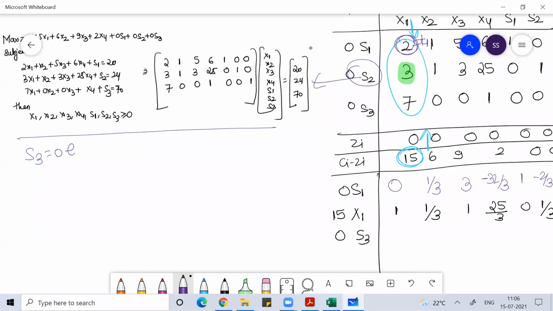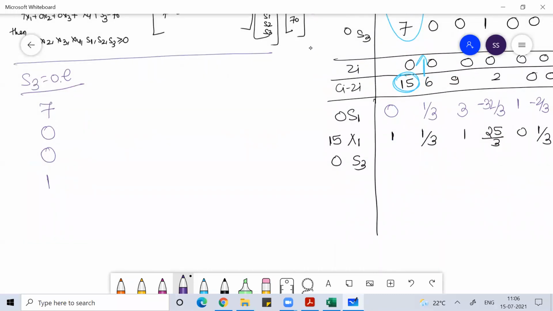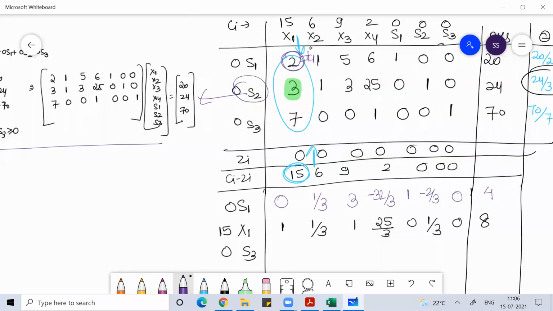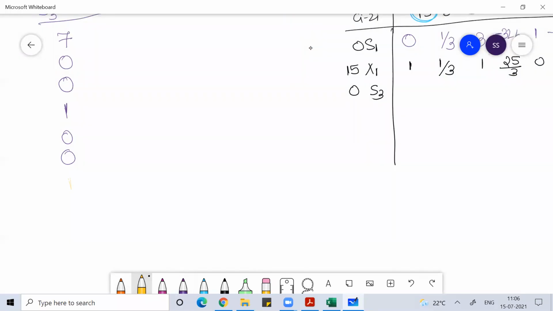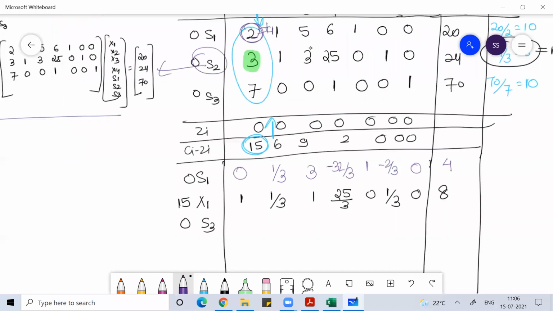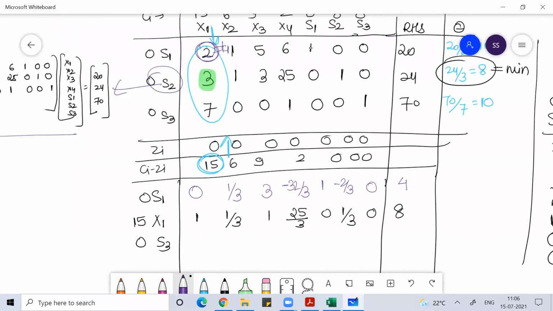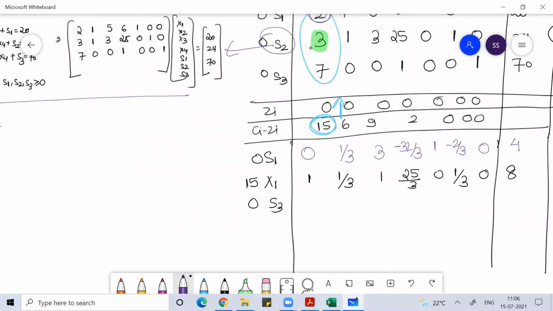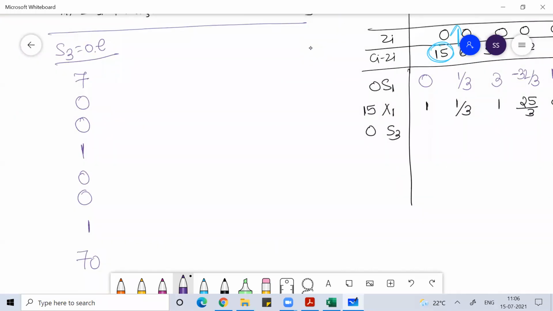The old elements of S3 were 7, 0, 0, 1, 0, 0, 7, 0, 0, 1, 0, 0, 1, then 1, 0, 0, 1, and 70. Correct? Yeah. So the new element means x1.